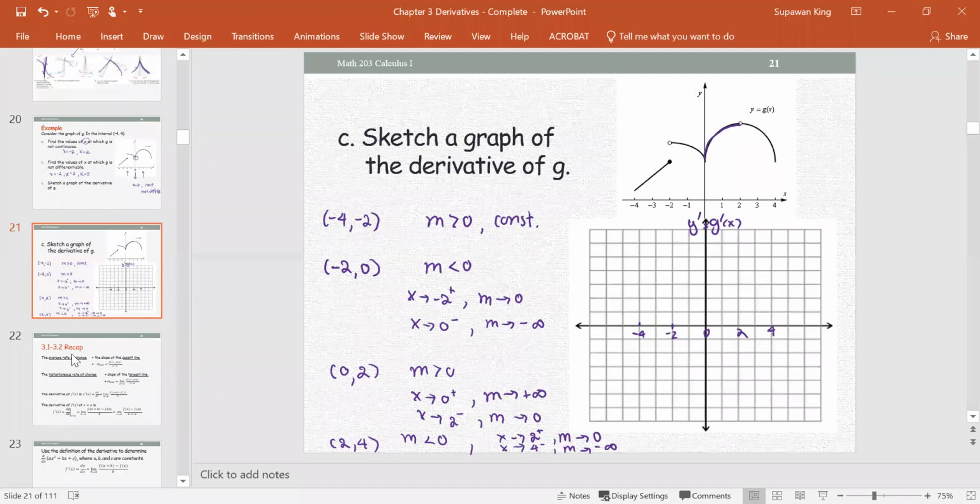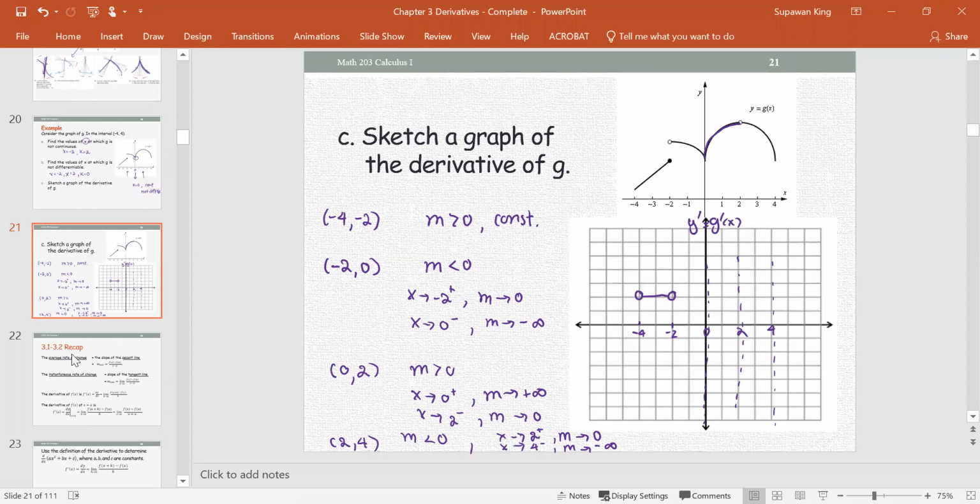The locations where m approaches either positive or negative infinity, we're going to make as vertical asymptotes. So at 0, at 2, and at 4. Now between -4 and -2, the slope is positive but equal to some constant. Don't worry about the scale, as long as we show it as a positive value, a horizontal line with a positive value. And next, the part between -2 and 0.